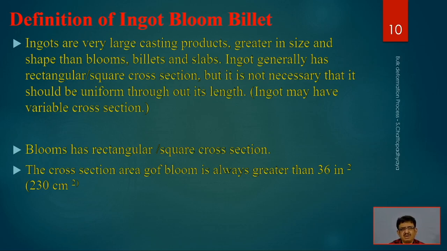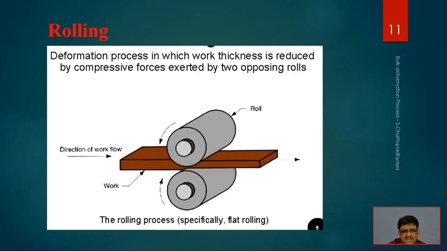Blooms have rectangular cross sections, and the cross sections have some kind of dimension set in order to represent them. So this is rolling activity. As we have discussed, there are two cylindrical rolls, and they are squeezed together, squeezing the raw material to come out of those rolls.